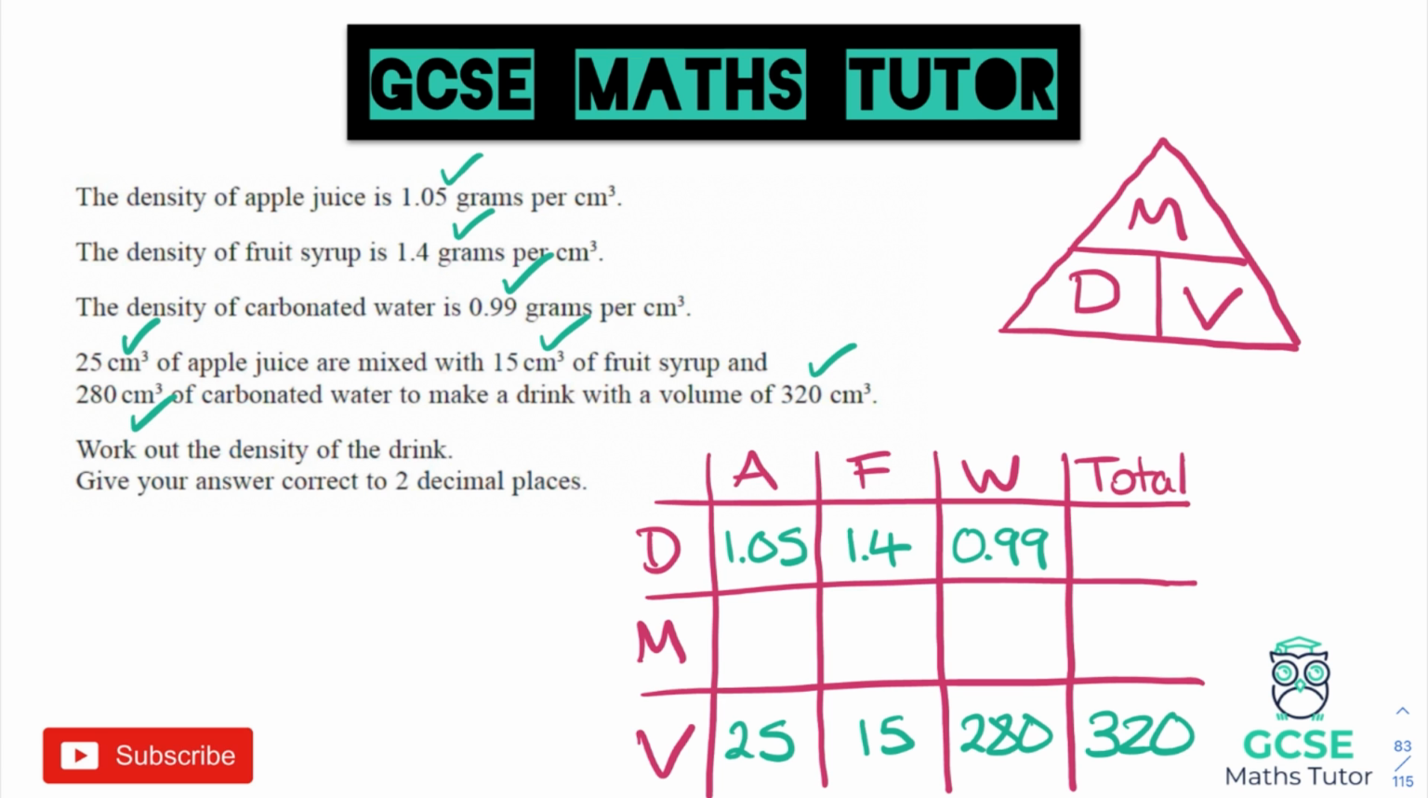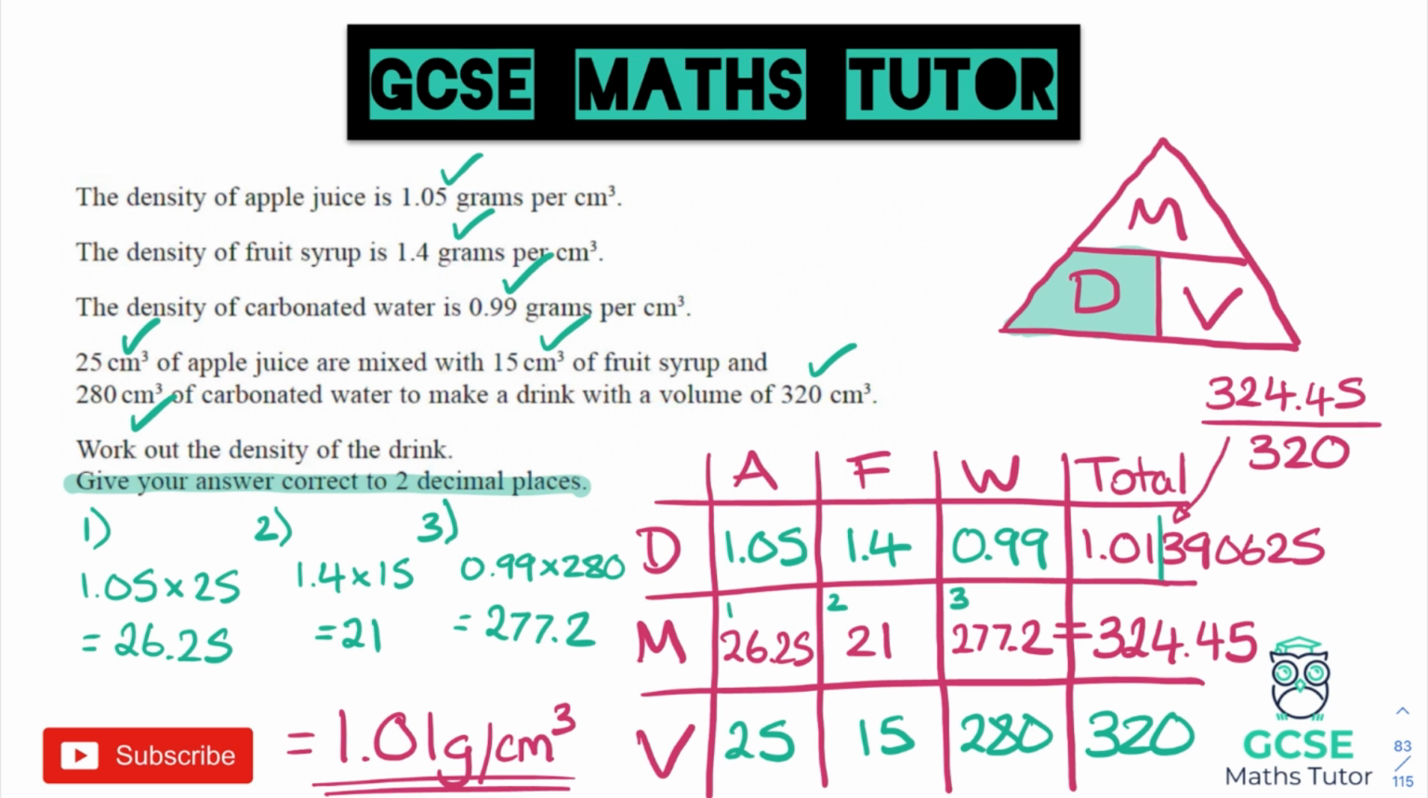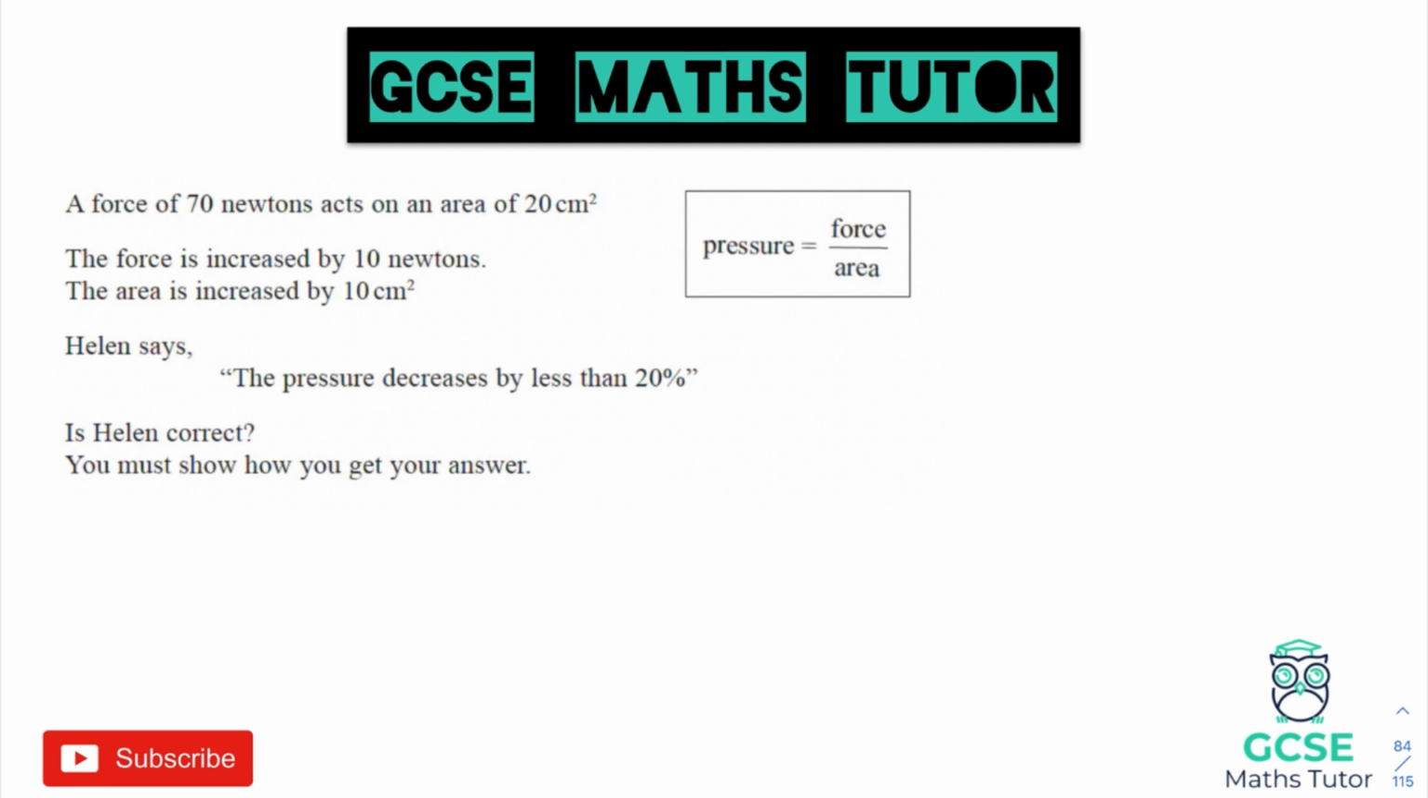From here you can work out any missing pieces. So for the mass, we would do density times volume. We want to get the overall mass and the overall volume in order to work out the overall density of any mixtures. Here we might also be asked to round our answer, so make sure you round that right at the end. If you have pressure, force and area, you'll be given the formula, so just read the question carefully, plug the numbers in.